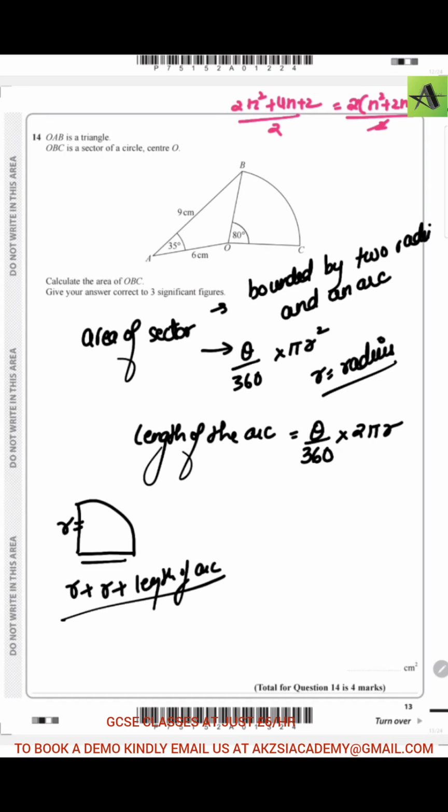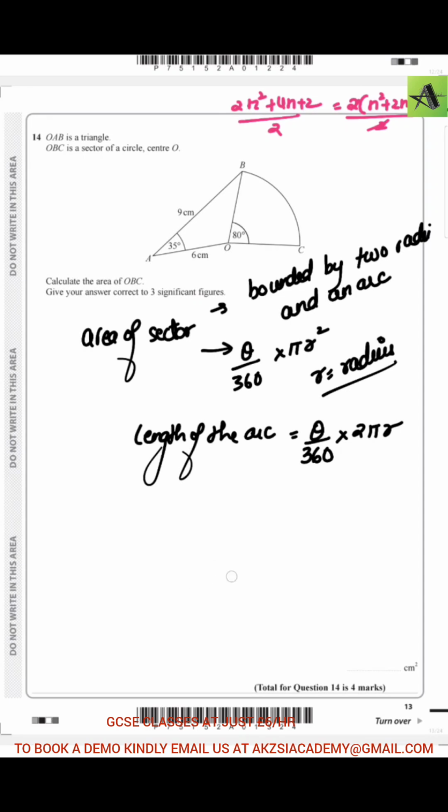Well, coming back to this question, which is asking you to calculate the area of the sector OBC. Now, obviously, if I look into this equation, I do have the angle, but unfortunately, I don't have the radius.